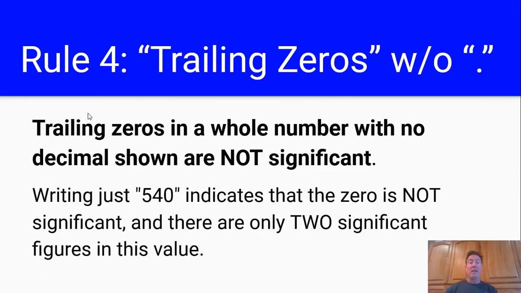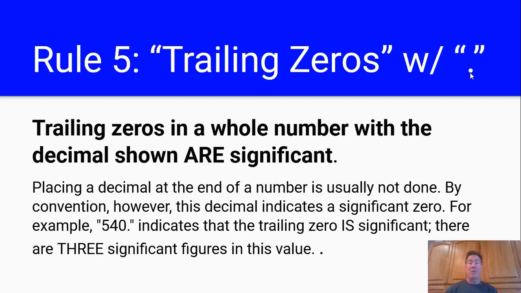Rule 5, if it does have a decimal point, then you count it. Trailing zeros with a decimal shown are significant. So 540 with a decimal point, we would consider that to be 3 significant figures. Mostly you don't see this very often.